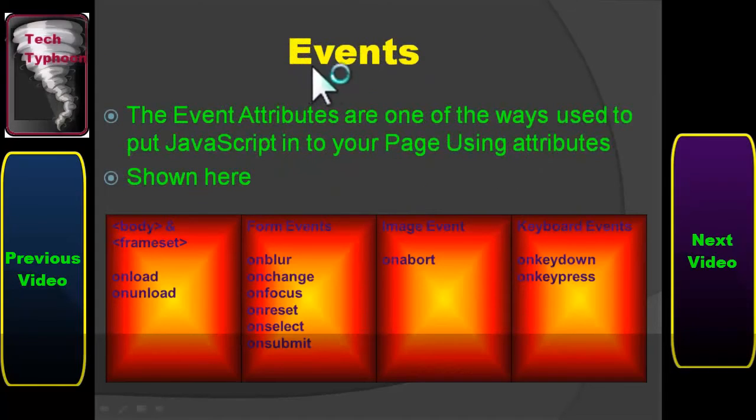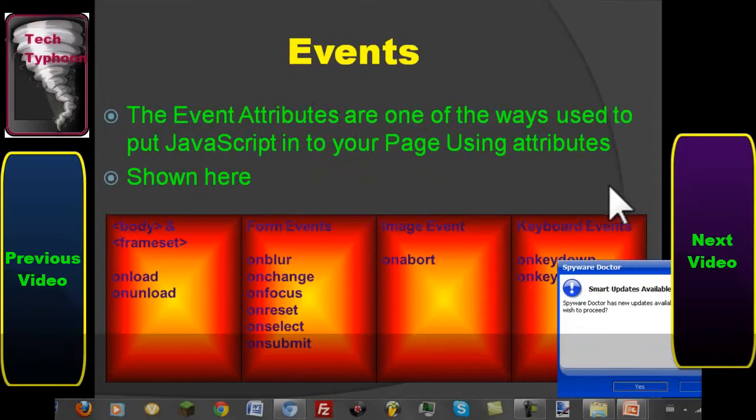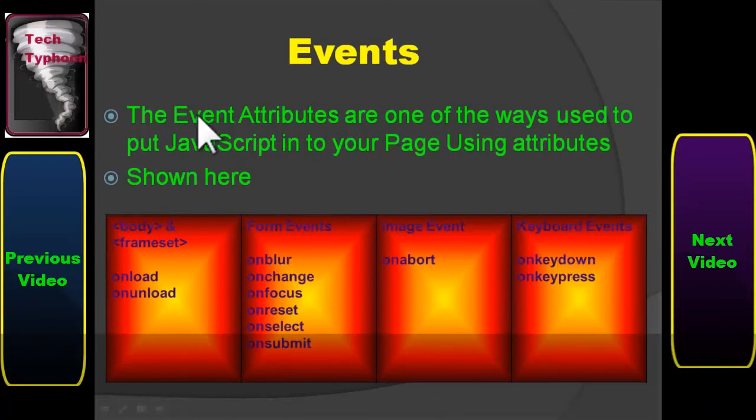The next one is the events. The event attributes are one of the ways used to put JavaScript into your page using attributes shown here. So these are all the attributes that you can use to perform JavaScript. I am not good at JavaScript. I don't know JavaScript, so I'm just teaching you beforehand for anyone that knows JavaScript. And these don't work on every tag.